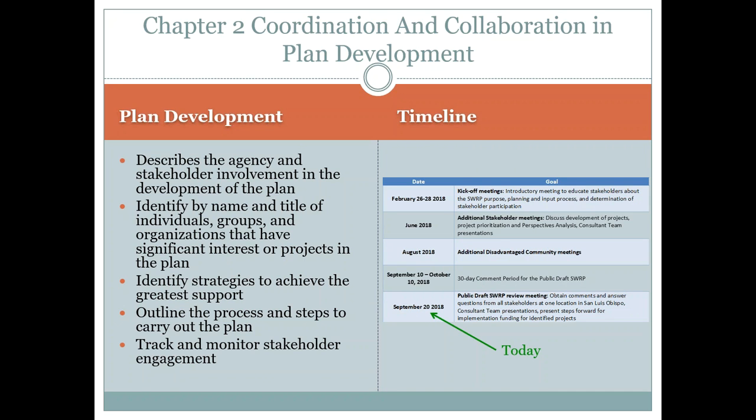Chapter 2 gets more into the plan development, which Larissa went through in detail. It talks about how we try to get stakeholders involved, public engagement, identifying strategies with the greatest support, and it outlines the process and steps to carry out the plan. I want to point out here, I'm going to make sure I got the laser. Here we are today, September 20th.